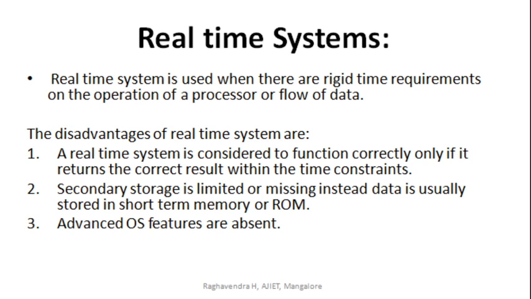So, real-time system, what is that? Instantly it should give the output. A real-time system is used when there are rigid time requirements on the operation of a processor or the flow of data. When rigid time requirements are there, at that time the real-time system is useful.